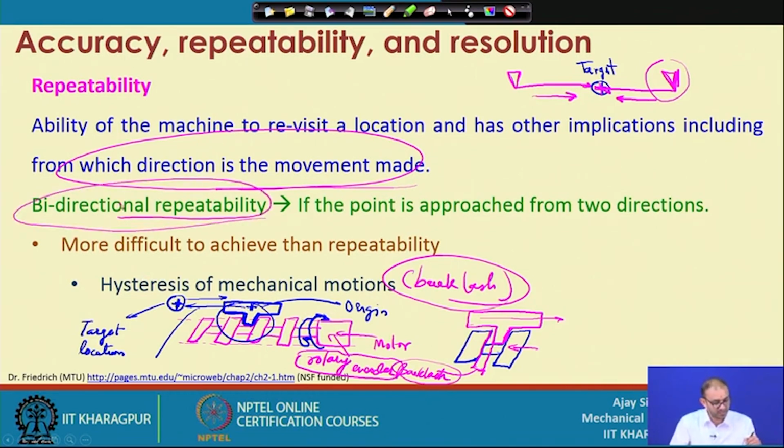There are many ways you can avoid or minimize this, by using a recirculating ball screw mechanism or using a linear encoder in place of a rotary encoder, but these things we will discuss in a few classes later. Okay. So, let me finish this class today, and this topic will continue further in a different aspect of the machine tool in the next class.